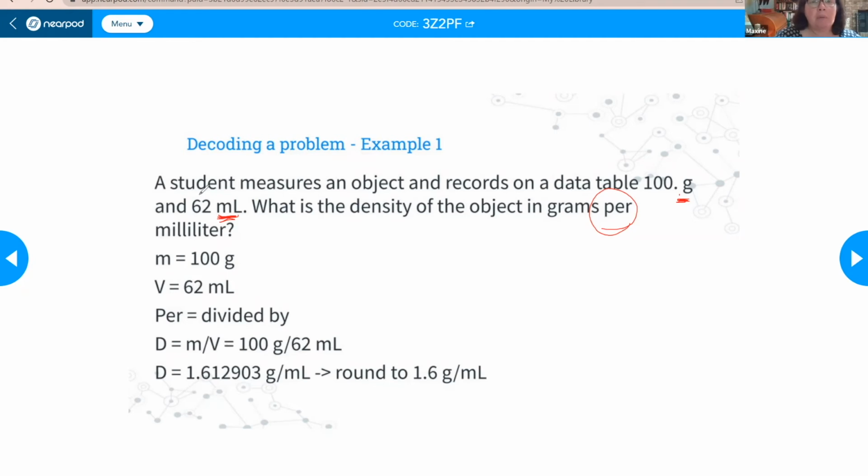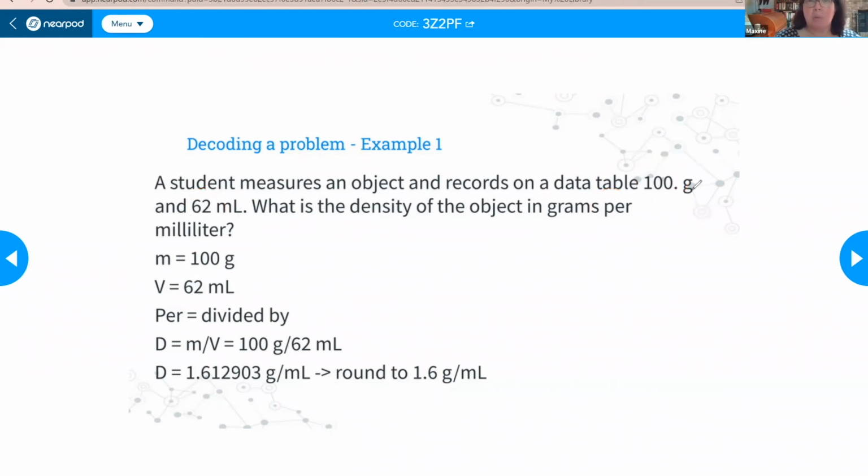But remember my numbers in here, I only have 2 digits for one of them. Putting a decimal after the 100 tells me that there was exactly 100 grams. So that decimal tells me it was exact. So I use the one that has less precision. 62 only has 2 digits, 100 has 3 digits, and that decimal tells me it was exactly those 3 digits. So I'm going to round it to the smaller one, which is 2 digits. So round it to 1.6 to match the less precise measurement.